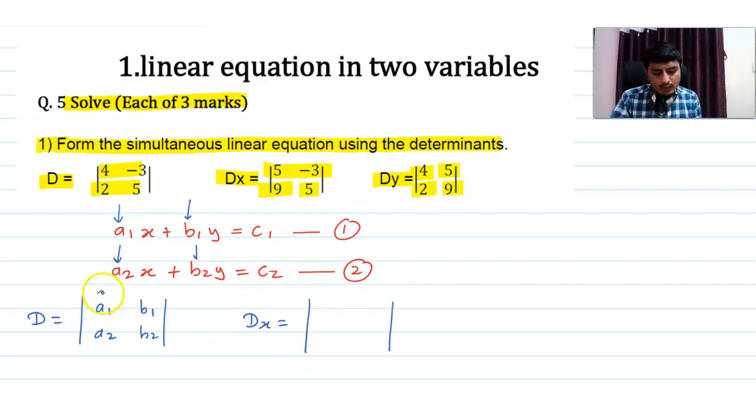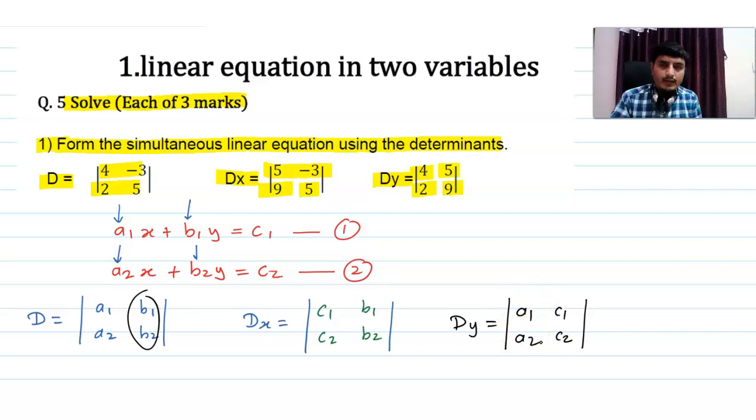Now to evaluate determinant Dx, which is again of order 2, what shall we do? Replace the coefficients of variable x from D by the constants c1 and c2, so that c1, c2 become the first column of Dx, and b1, b2, the coefficients of variable y from both equations, remain unchanged from D. To evaluate Dy, we replace the coefficients of variable y from D by the constants c1 and c2, while the coefficients of variable x, a1 and a2, remain unchanged from D.